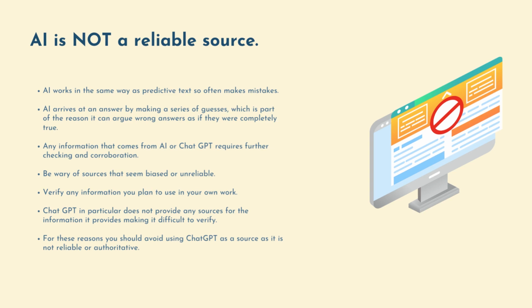You should do this by asking it for the source of the information it has provided you with, and then go and check that source to see that it A, exists, B, is reliable, and C, matches the information provided by ChatGPT. In the same way that you should determine the usefulness and reliability of any source you find on the internet searching with Google, you should do the same with information from ChatGPT, making sure that you are wary of sources that seem biased or unreliable, and verify the information you plan to use in your own work.